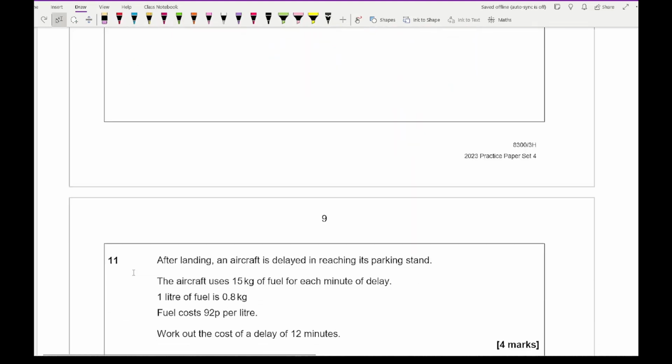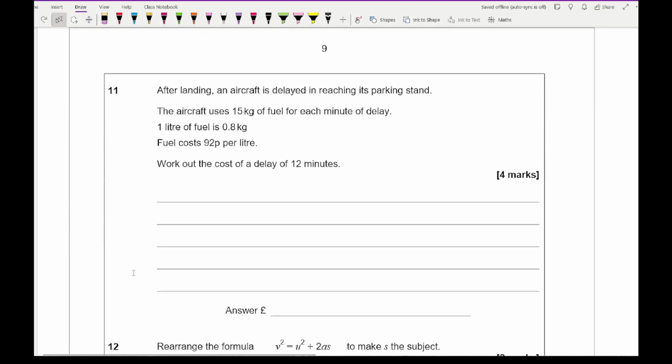Then moving on to question 11, it says, after landing, an aircraft is delayed in reaching its parking stand. The aircraft uses 15 kilograms of fuel for each minute of a delay. 1 litre of fuel is 0.8 kilograms and fuel costs 92 pence per litre, which is ridiculously cheap at this moment in time. Now work out the cost of a delay of 12 minutes.